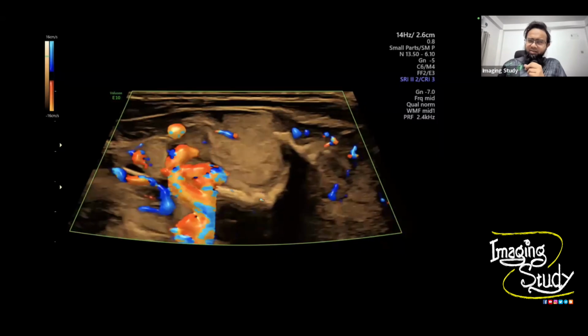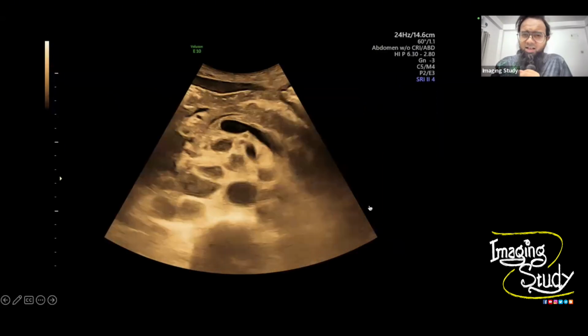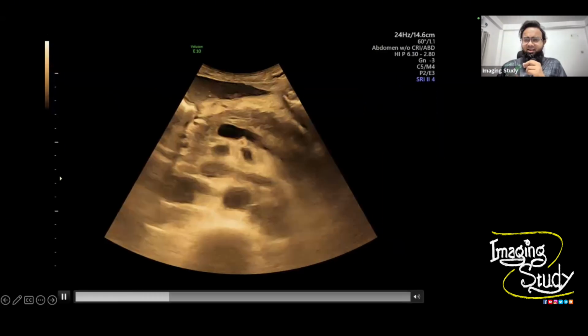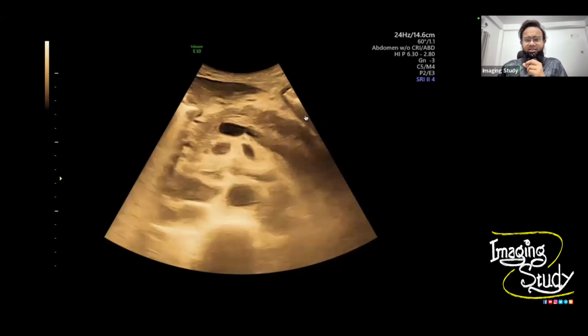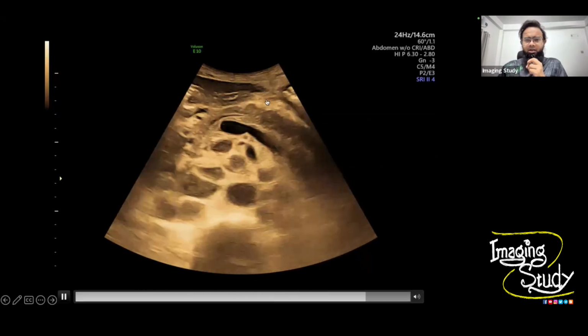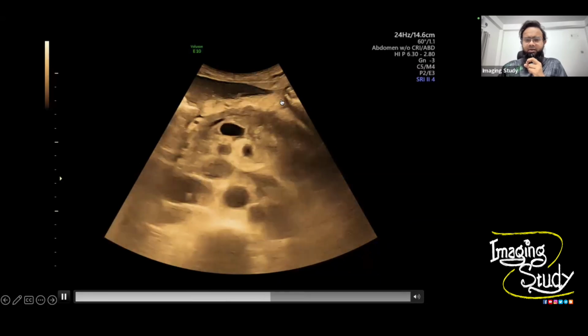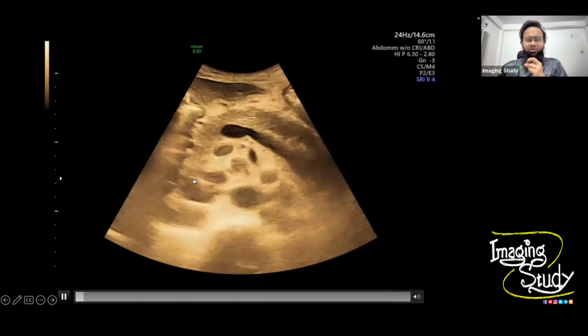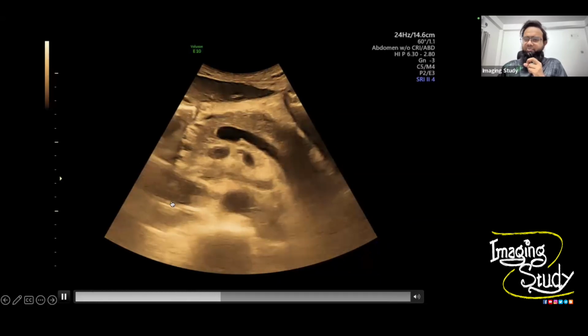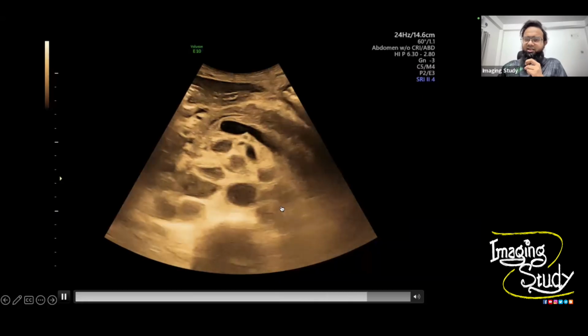So here's the picture of the abdomen. We're starting with the midline at the level of pancreas. Now you can see this is the pancreas. It looks quite normal, but surrounding fats are quite thickened. So something is going on there. And you can see multiple hypoechoic areas over here. These are actually the lymph nodes.